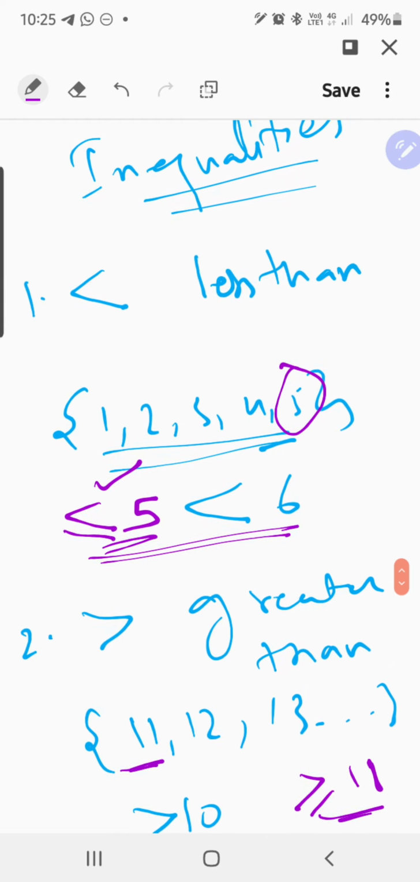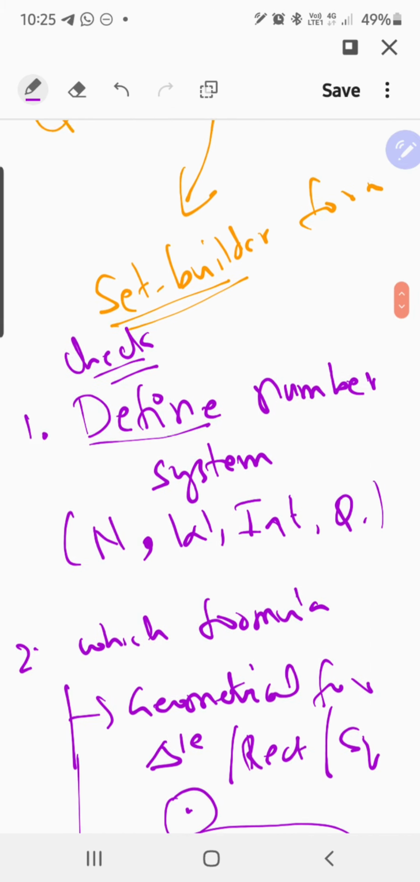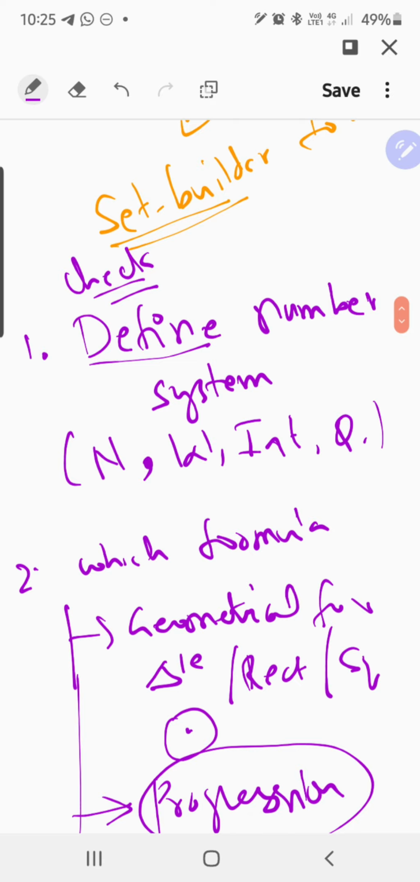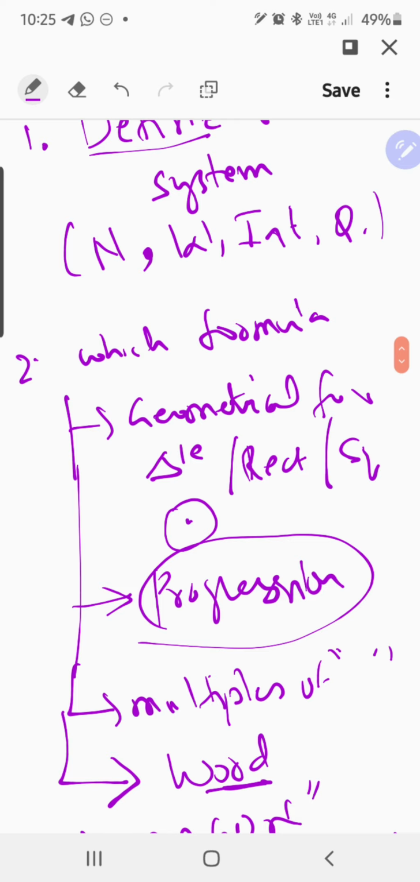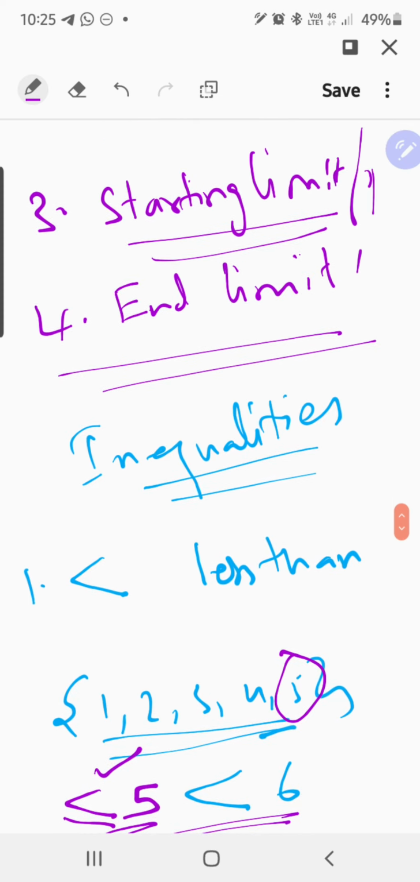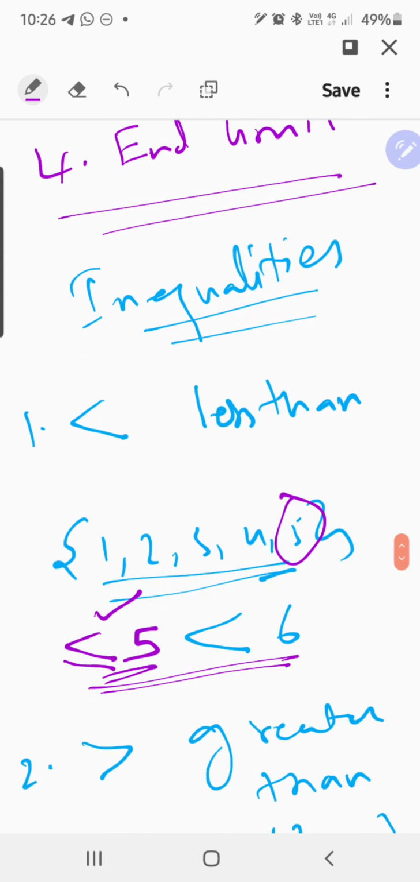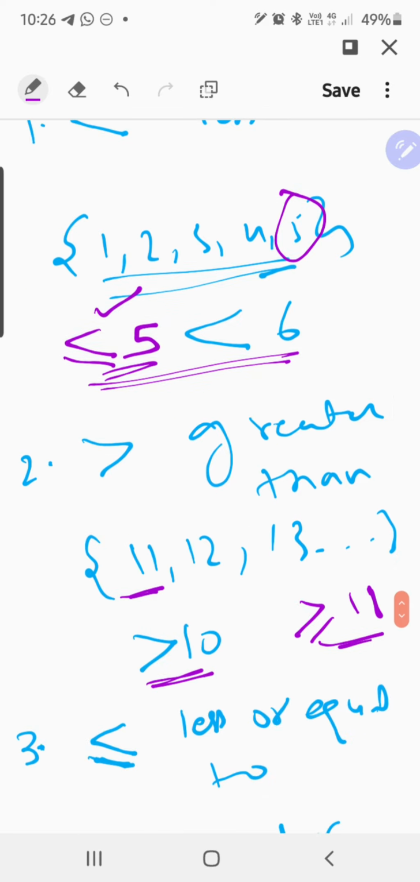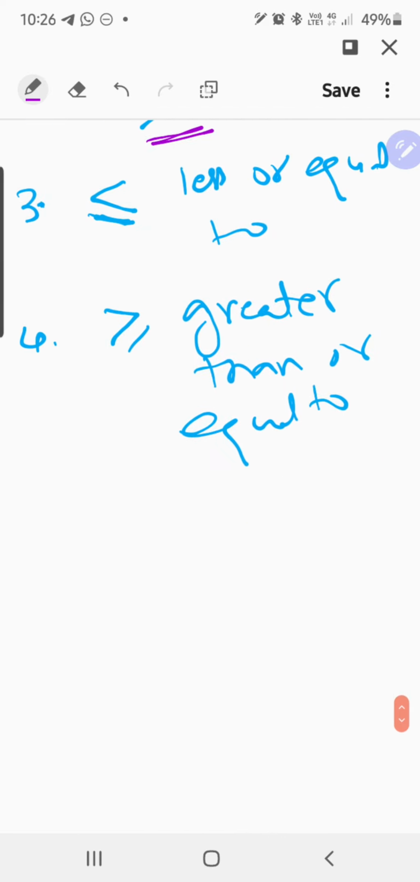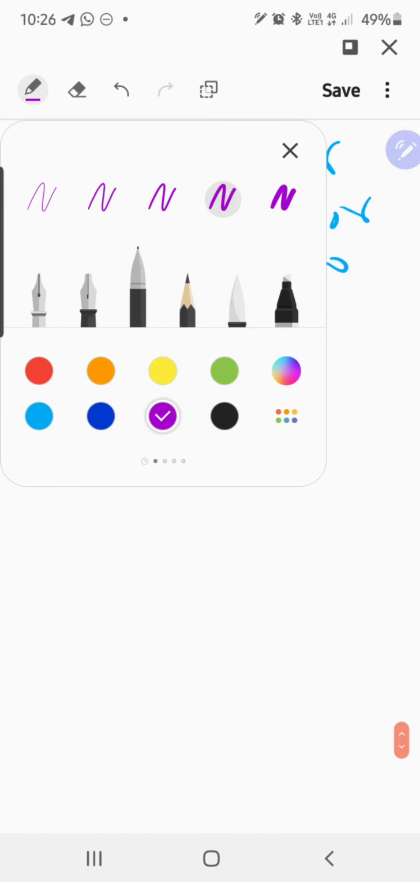Hope you got it. To write any set into the set builder form, you have to remember 4 points. First, check whether the number system is natural number, whole number, integer, whatever it is. Second, you have to define the formula, which kind of formula is going to be used. Third, you have to define the starting limit, and fourth is the end limit. And again, if you want to define any starting limit or end limit, you have to take care about inequalities. We have 4: less than, greater than, less than or equal to, greater than or equal to. Let us start with an example.